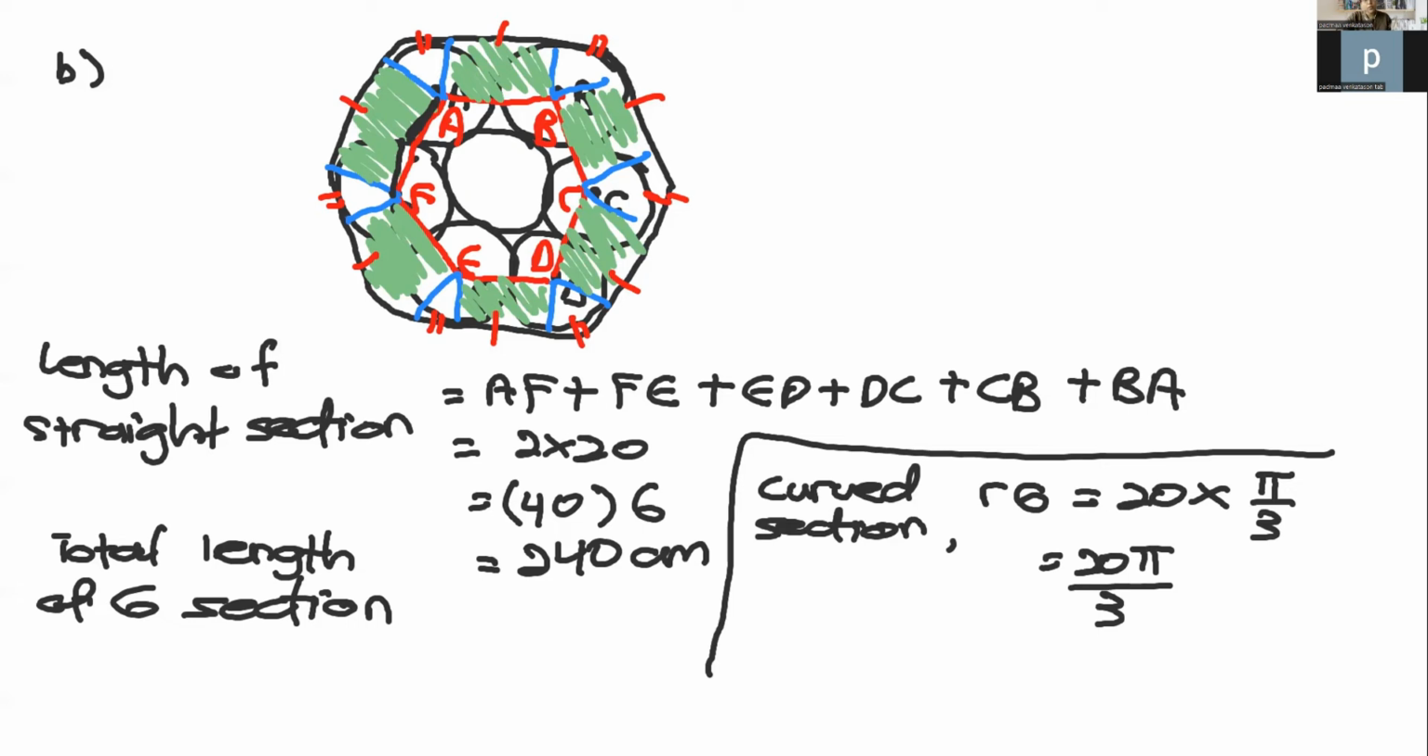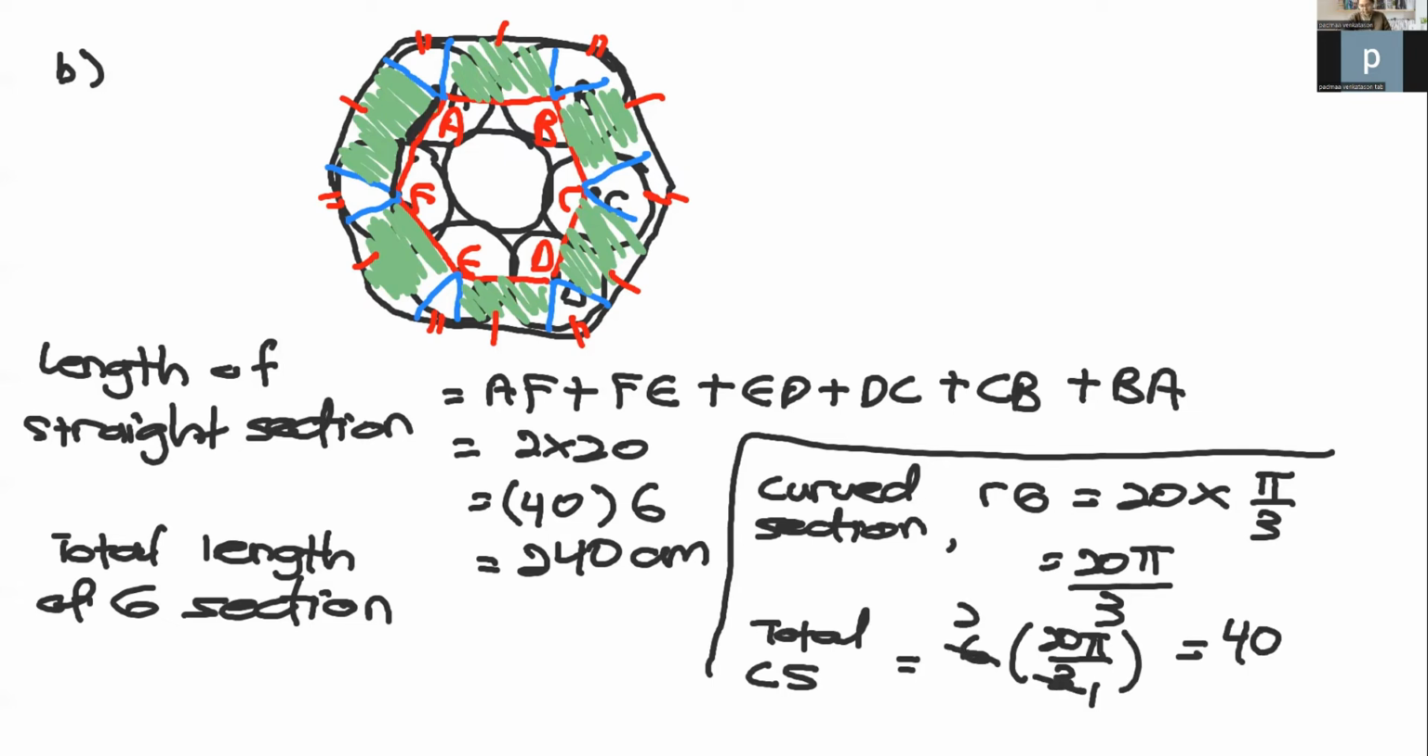Now, we have only calculated one curved section. So if you want to get the total of all 6 curved sections, I'm just going to call it S_C. That would be 6 times 20 pi over 3. When you cancel off, you get 40 pi.